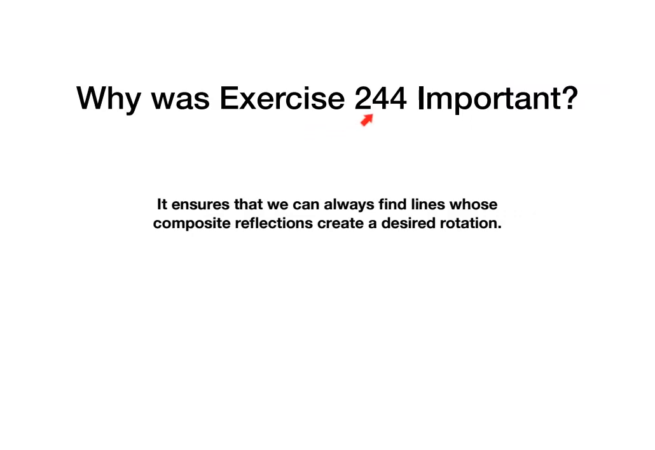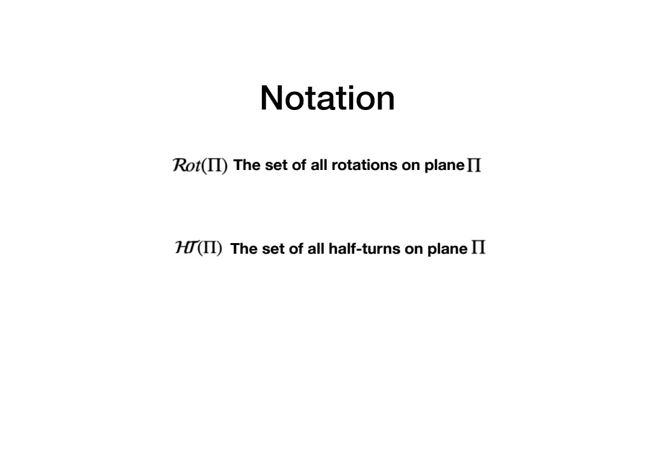Why is exercise 244 important? Well, it's going to ensure that we can always find lines whose composite reflections create a desired rotation. Here's some notation for you. ROT of pi is the set of all rotations on plane pi, and HT of pi is the set of all half turns on plane pi.